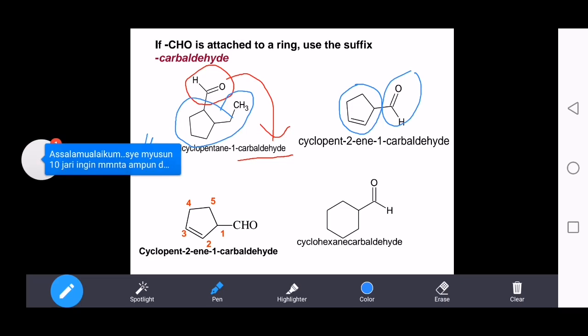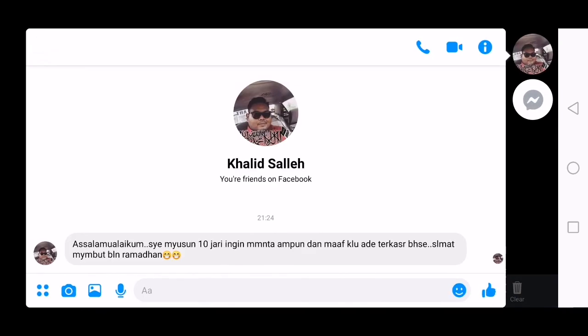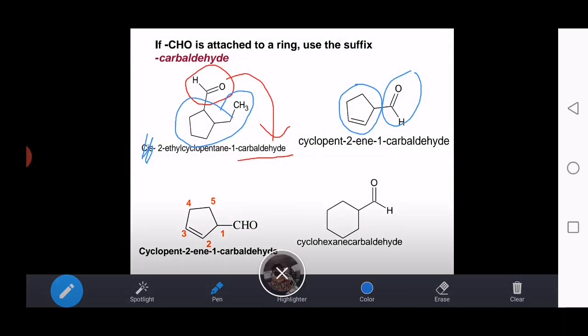Okay, and then next. Sorry, ignore that just now. Next is about still naming cyclopentane carbaldehyde. It is the same as the one above. Cyclopentane 1 carbaldehyde, and then cyclohexane carbaldehyde.